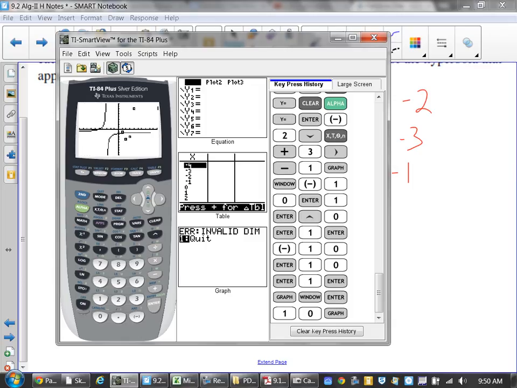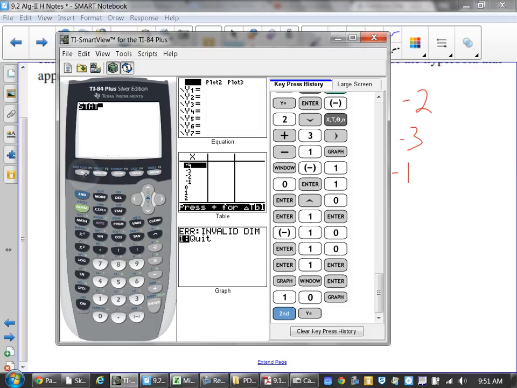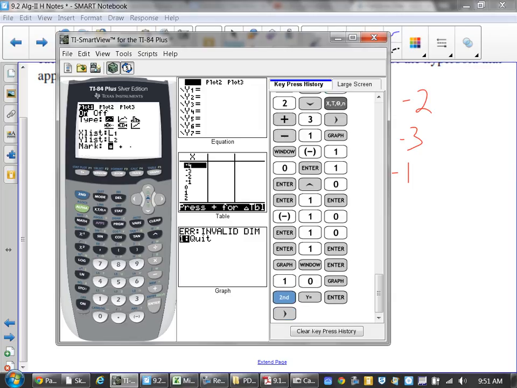Those dots are still there because your stat plot is still on. So if you still have dots on your graph, you want to hit second, y equals, and turn stat plot off. Then go back to the graph, and they'll be gone. You hit second, stat plot, and then turn it off. You have to hit enter to open the screen, and then just move the cursor over. And then it should be all right.